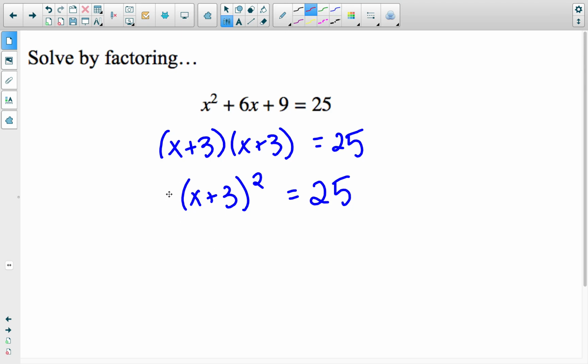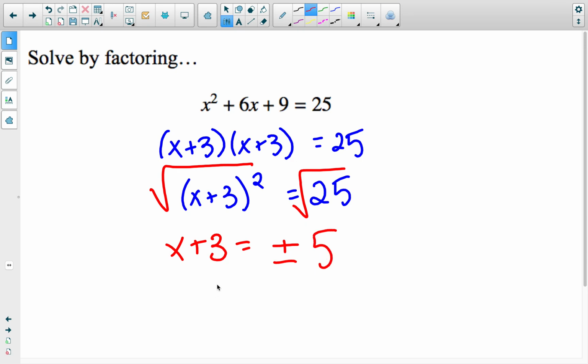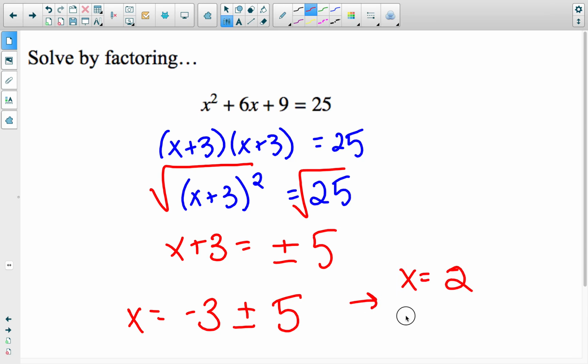Now, what can we do? We can just take the square root of both sides like we did in the warm-up, right? x plus 3 equals, because we are the ones introducing the square root into the problem, we have to put a plus or minus sign. And then the square root of 25 is 5. Okay, so then x equals -3 plus or minus 5, meaning that x could equal 2, or x could equal -8, right?